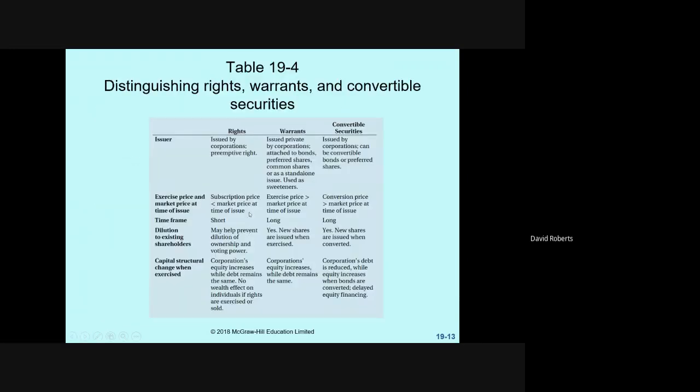So here's just a summary of rights, warrants, and convertibles. It just does a nice job of identifying the difference between them. We're not specifically going to test you on this. So if you want to kind of gloss over this or just take a quick look at it, that's all you really need to do. And that's the end of chapter 19.